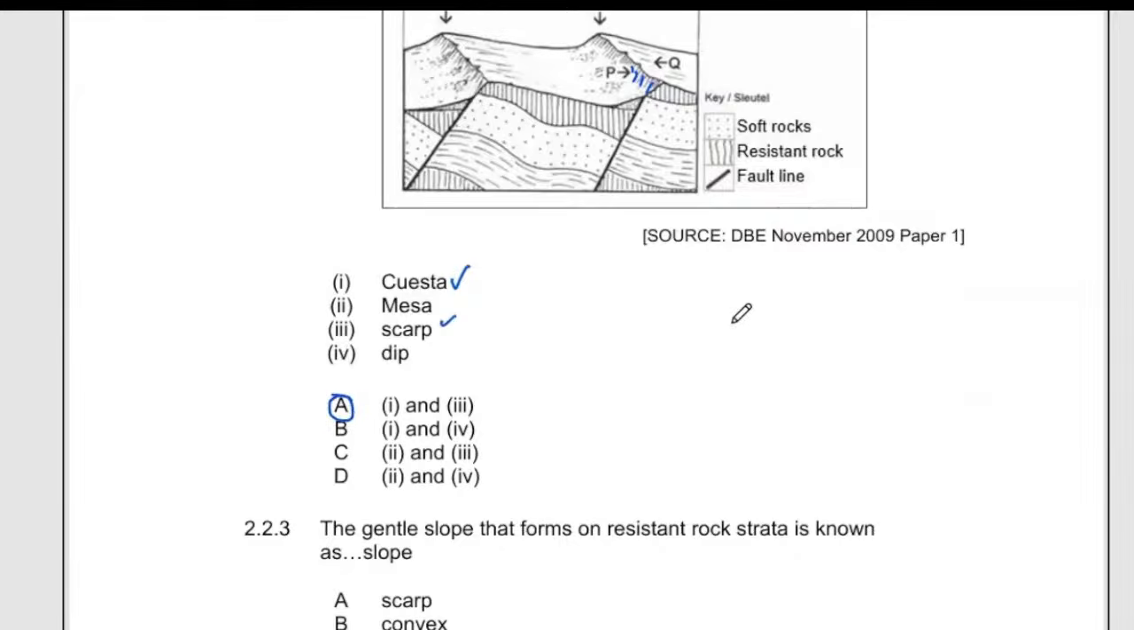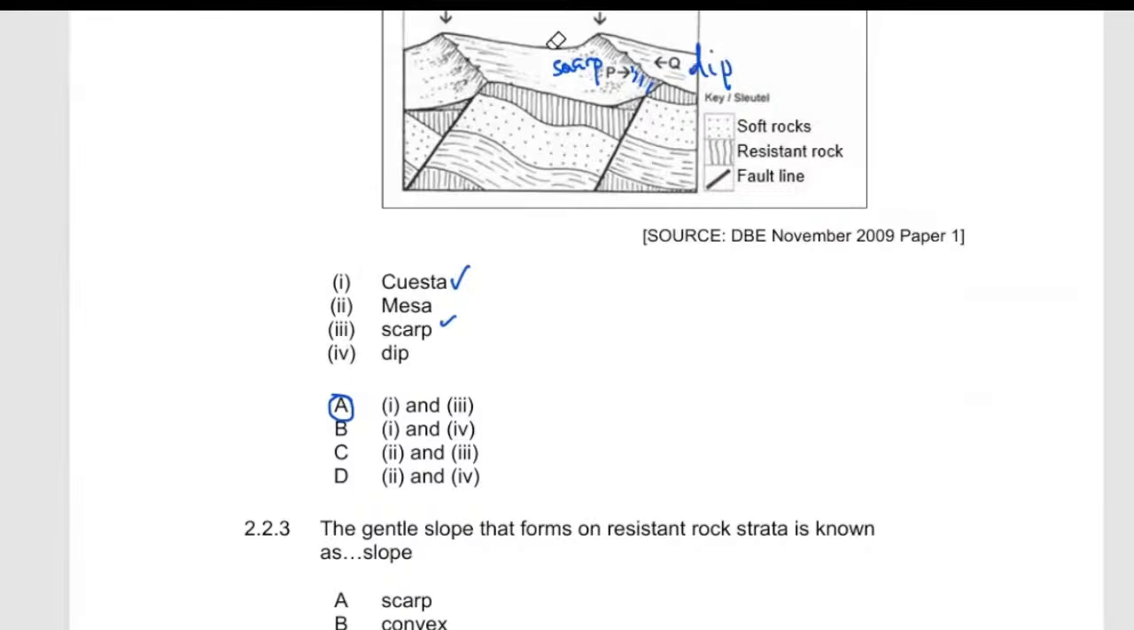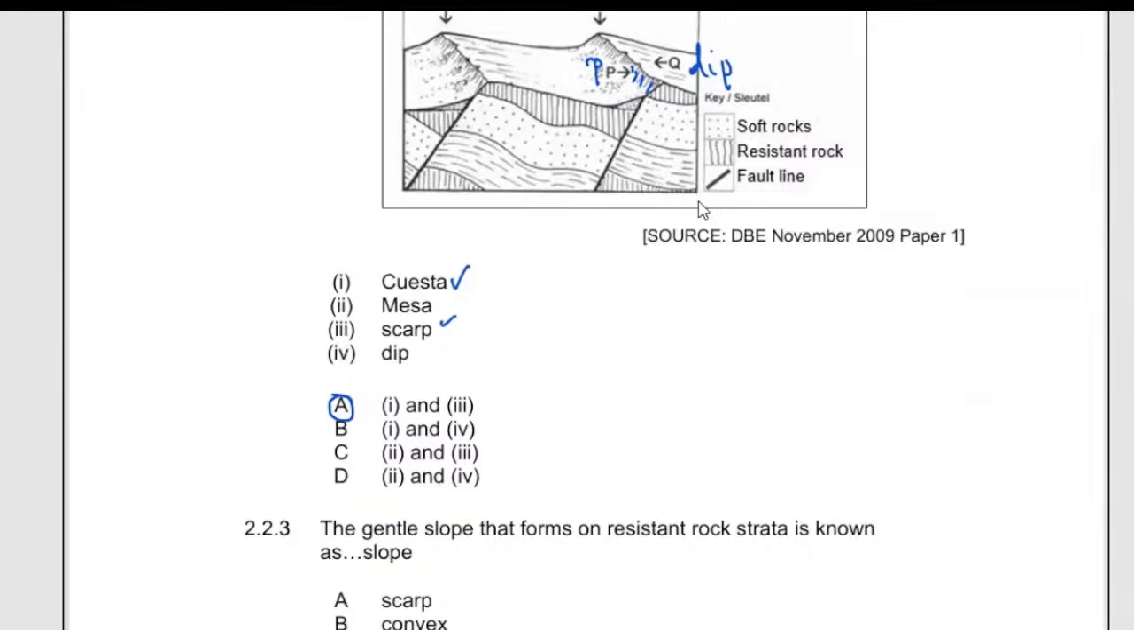So you must remember the scarp slope is the steep one. So the scarp is the one which is here. The scarp slope is the one which is here. And then the dip slope is the one that is on that other side. That is basically how the slopes are inclined on a cuesta. The scarp is the most steep, and the dip is the gentle one.